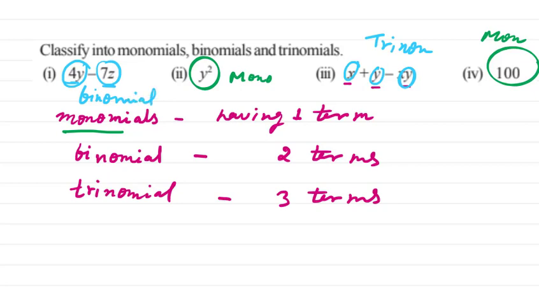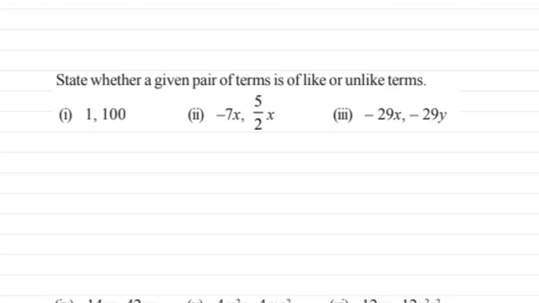So this way you have to do these sums. The next one is to state whether a given pair of terms is like or unlike. So you have to see the like or unlike terms. First we will see what the like terms are. Whenever you have only constant terms, they are like terms. Like in the first part, both are constant terms, so these two are like.